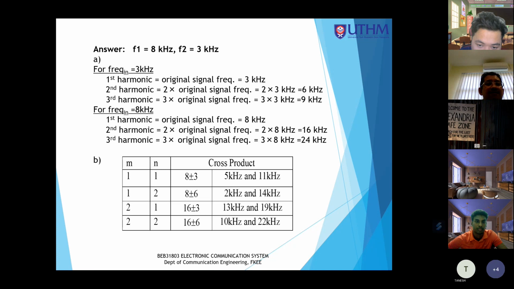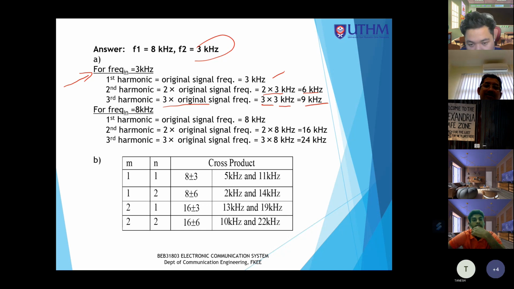Okay, so you see that here for the first one, for the frequency 3 kHz. The first harmonic, which is the fundamental. First ni sebenarnya adalah fundamental. So the fundamental is located at 3 kilohertz, given in the question. The second order harmonic located at 2 times F fundamental. So 2 times 3 we get 6. And the third order harmonic located at 3 times fundamental frequency, 9 kilohertz.